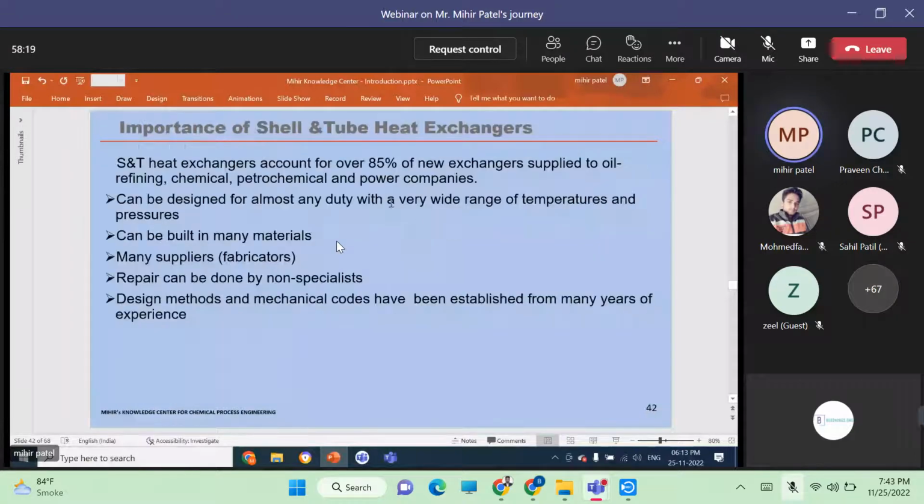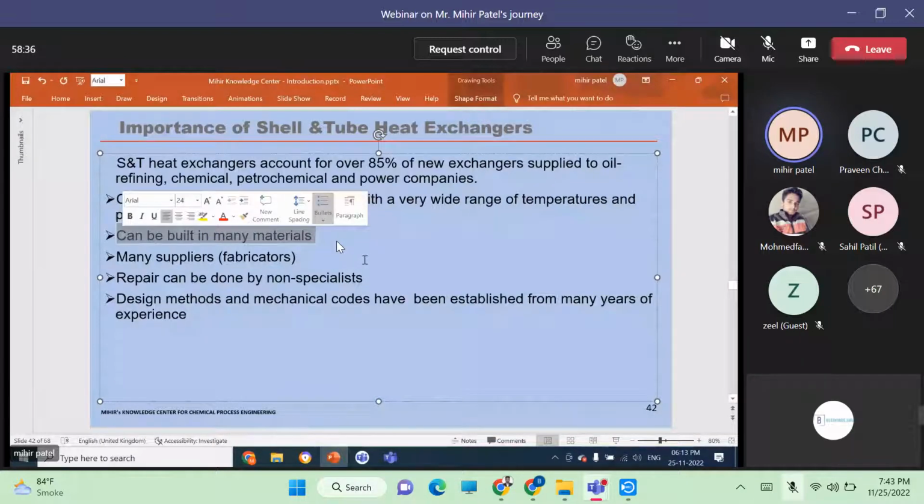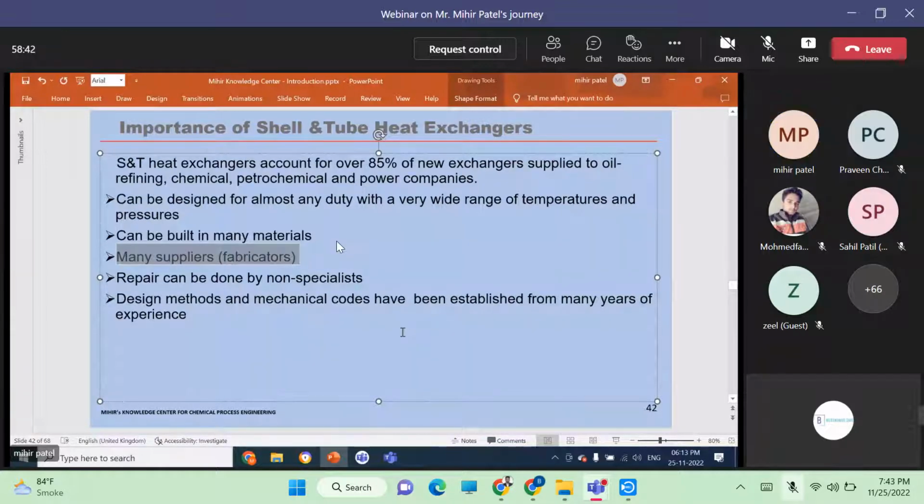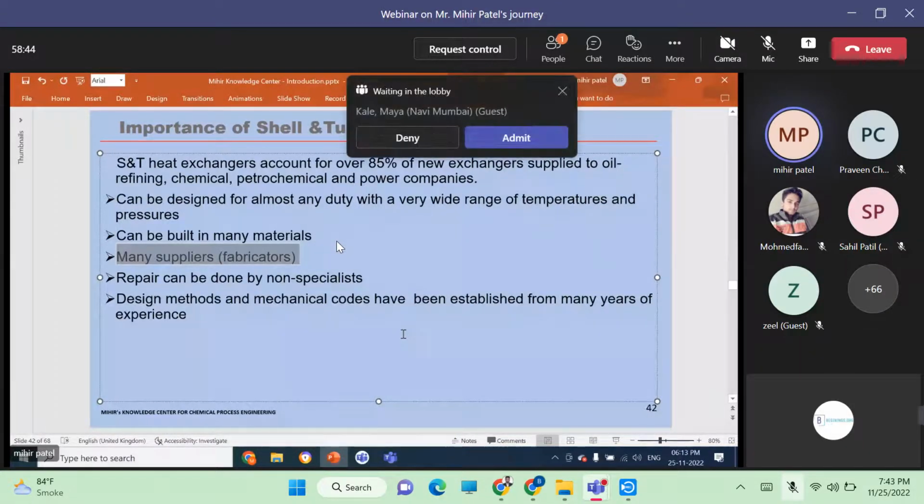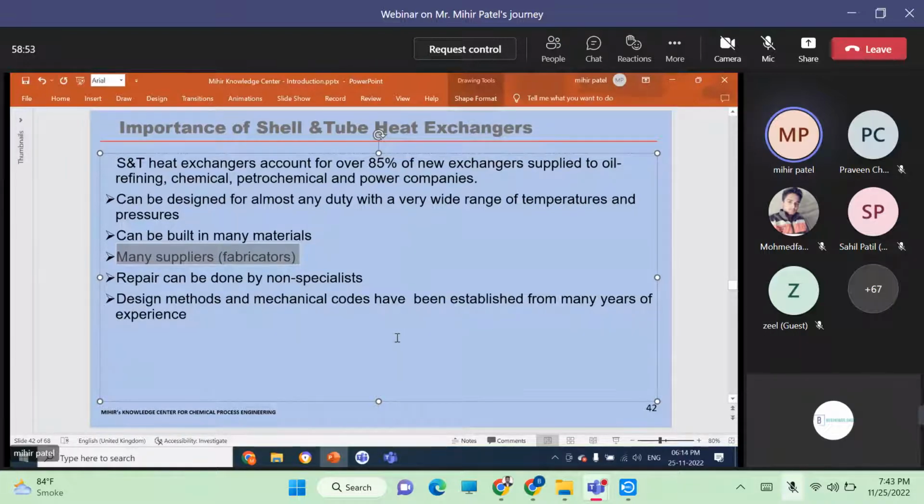Okay, we'll just cover the shell and tubes 2-3 slides here. So over 85% heat exchangers are shell and tube types usually, can be designed for almost any duty with a wide range of temperatures, pressures. Material of constructions can be quite exotic, varied, common, many types are there. Many suppliers are there, okay, who are familiar with the TEMA standards, ASME Section 8 Division 1 and TEMA standards, and hence choosing the supplier is not an issue, unlike some of the other specialized exchangers. And design methods and mechanical codes have been established many years basically.